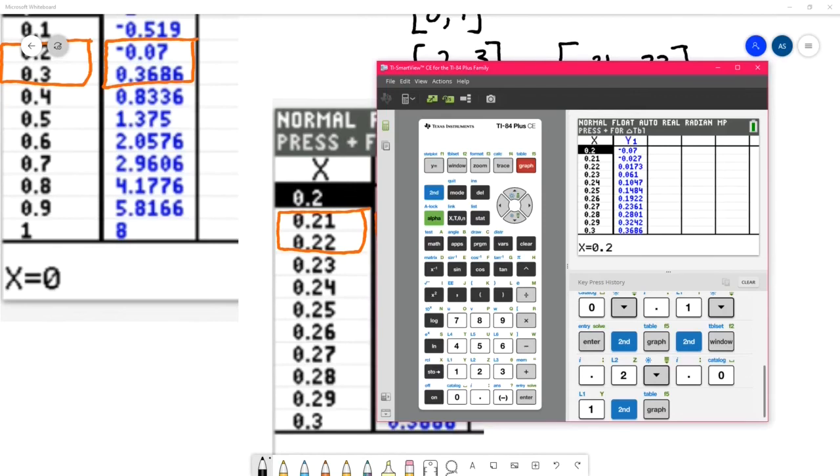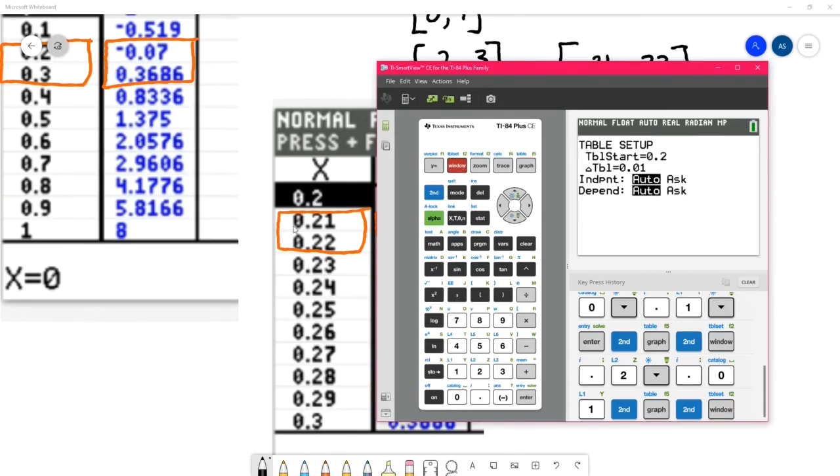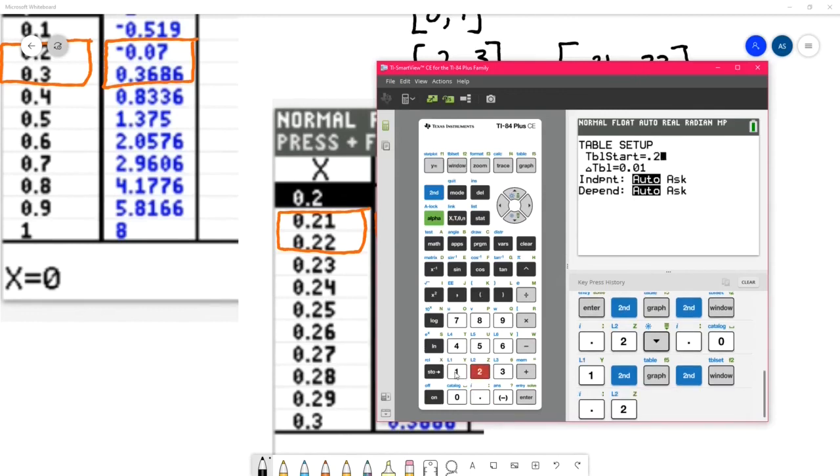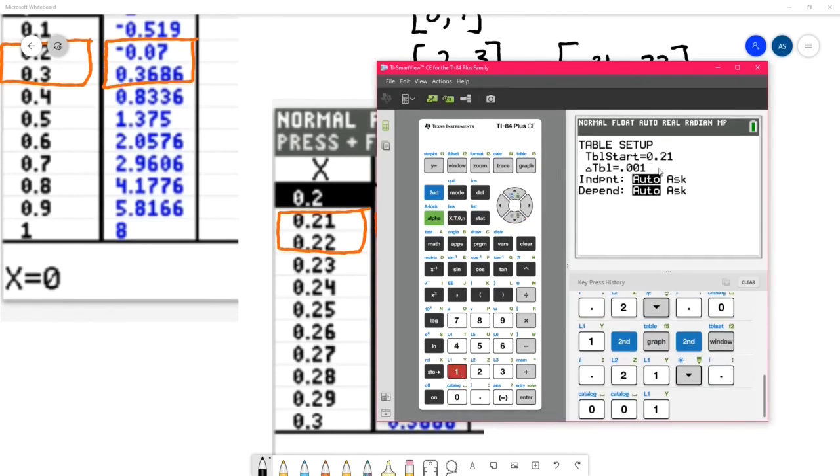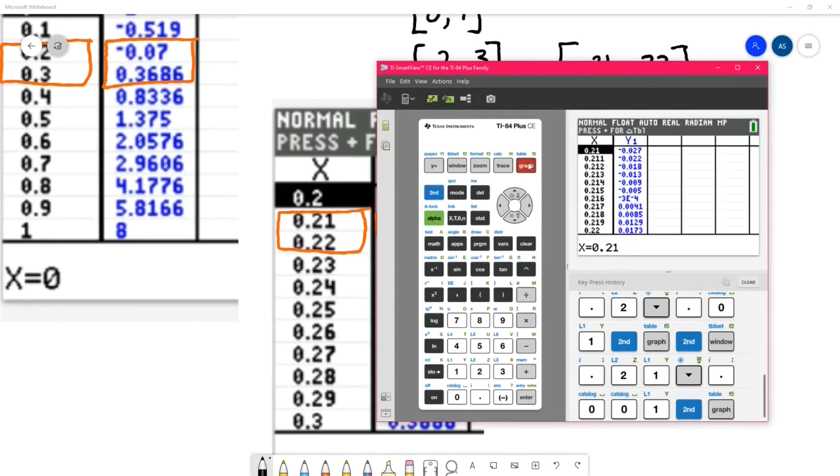So let's bring our calculator back again. And I want to go into that table set, so I'm going to hit second window. And now I want my interval to start at 0.21. And I'm going to get even more granular, 0.001. So we can now figure out this third decimal place. And let's go into the table. And once again, we're looking for that change in signs. You see the negative to positive right here. Let's get a screenshot of that.